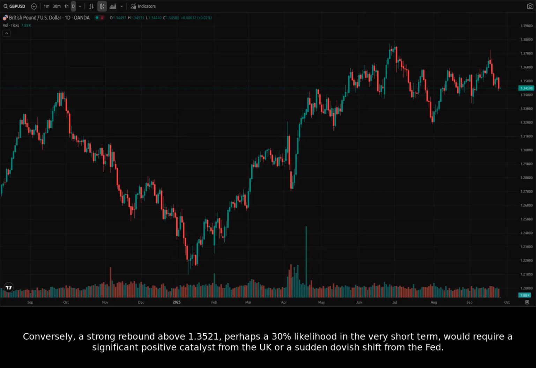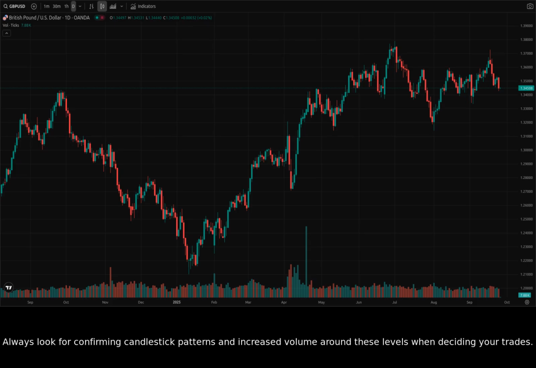Conversely, a strong rebound above 1.3521, perhaps a 30% likelihood in the very short term, would require a significant positive catalyst from the UK or a sudden dovish shift from the Fed. Always look for confirming candlestick patterns and increased volume around these levels when deciding your trades. Remember, market conditions can change rapidly, so staying informed and agile is crucial.